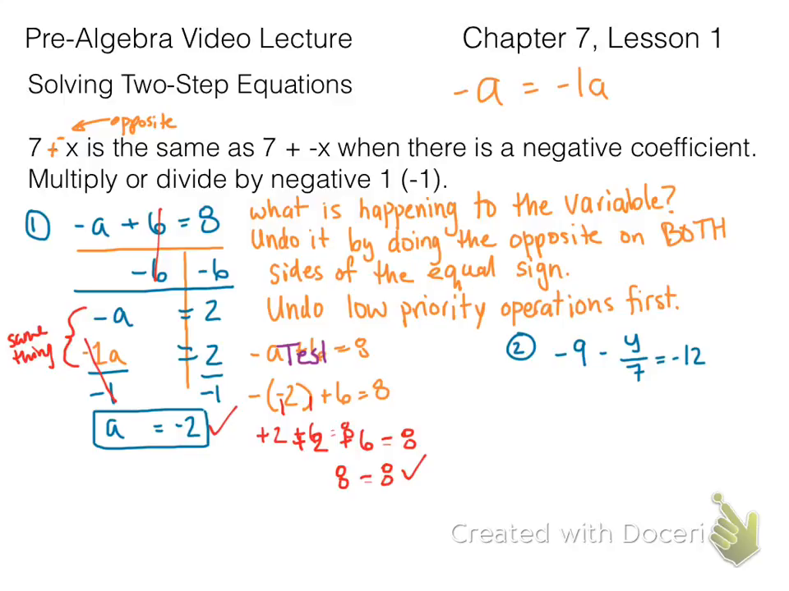All right, next problem. Negative 9 minus y over 7 equals negative 12. Okay, so I'm going to go through and add the opposite.